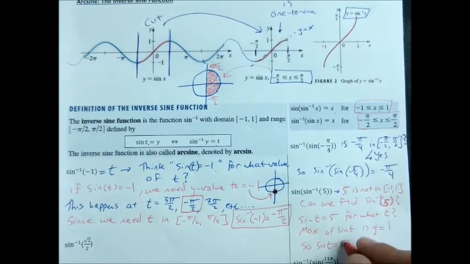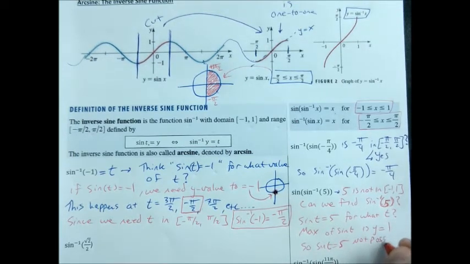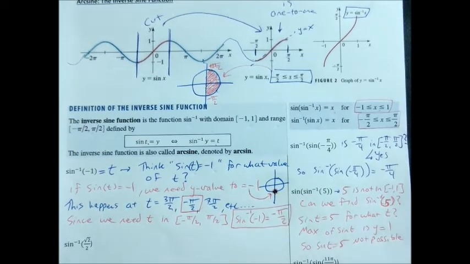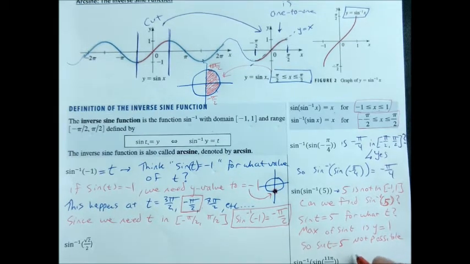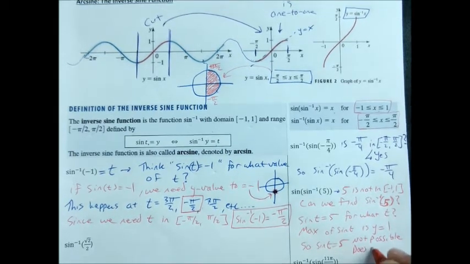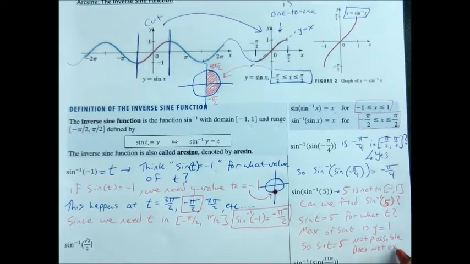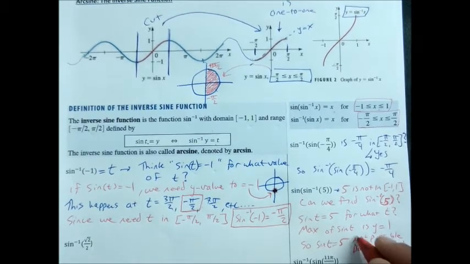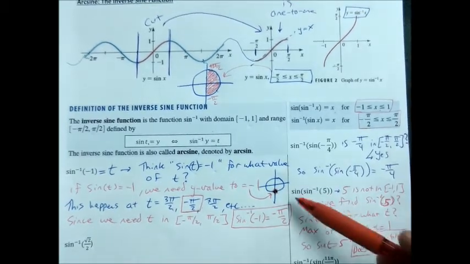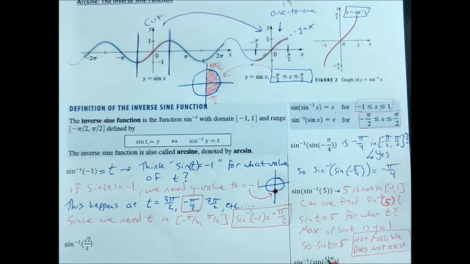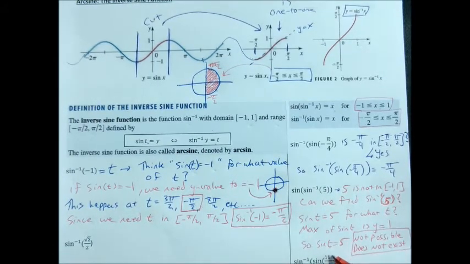So sine inverse of 5 is not possible. And it depends on how they want you to answer it in the homework. I think they want you to say something like, does not exist, maybe. So that's why this problem doesn't work. You can't do sine of sine inverse of 5, because sine inverse of 5 doesn't make sense. You can't plug a t into sine and get 5 out.